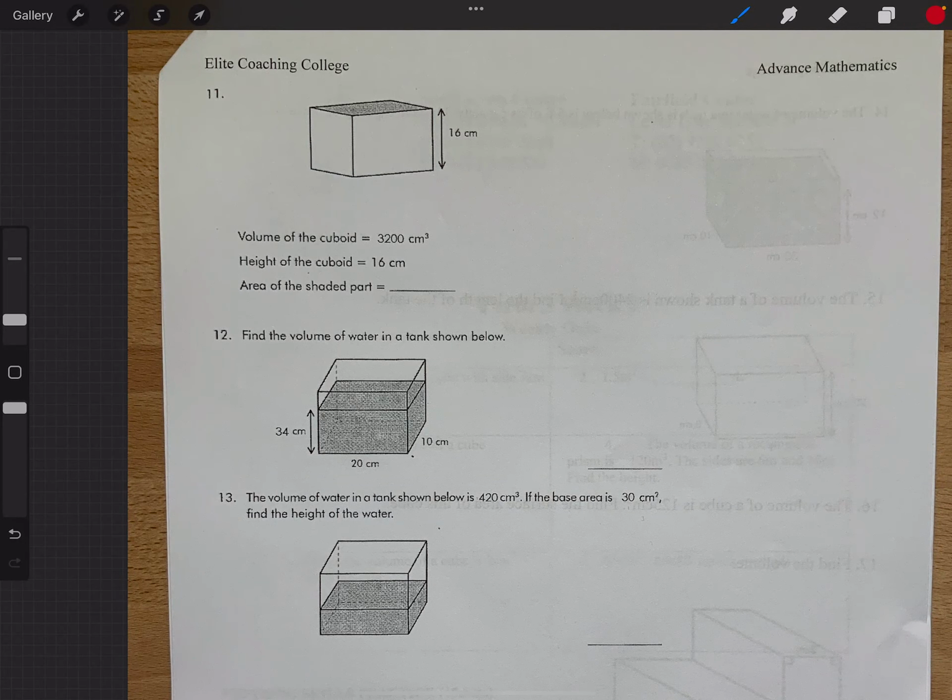Now, we're given the volume of this rectangular prism. They said cuboid, but same thing. So the volume is equal to, and we're given the height. It says find the shaded area. So we know the volume, so let me rewrite it here. It's equal to shaded area times the height.